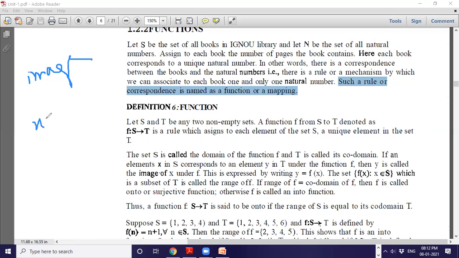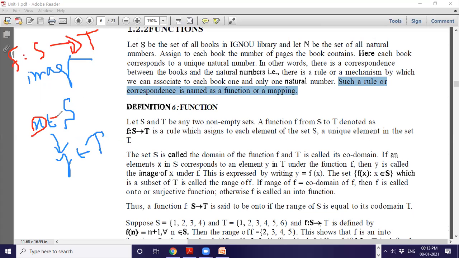Say x belongs to S, and with respect to this x there is an element y, where? In your T. And do you know what we are talking about? What I am talking about is f goes from S to T. Okay, so if for an element x of S we have an element y of T, then this y will be known as the image of x.